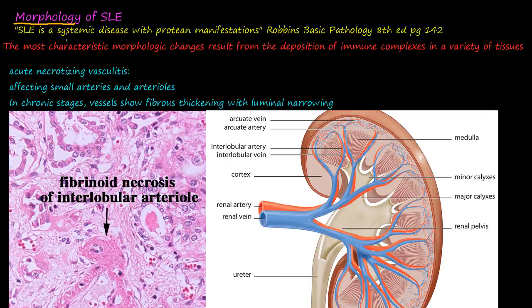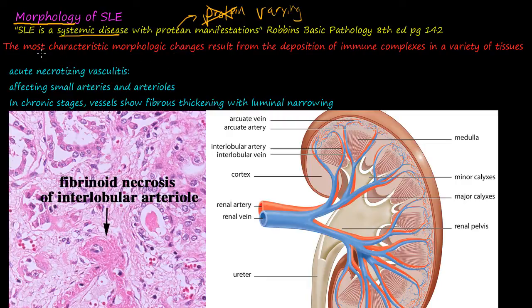So SLE is a systemic disease, as we discussed in the last video, with protean manifestations. Now protean does not have anything to do with protein. Protean just means varying, different manifestations. So like we talked about in the last video, SLE can be seen in the kidneys, in the heart, in the skin, in the joints, all over. And so we're going to talk about some of those areas in which the morphology of SLE has been observed.